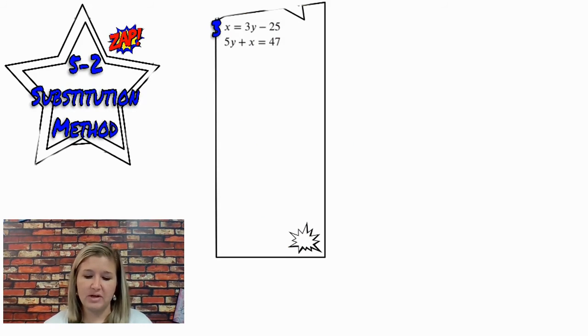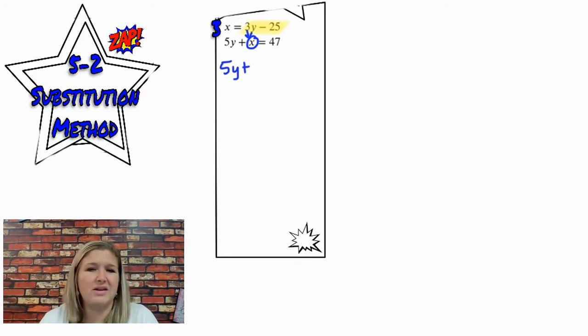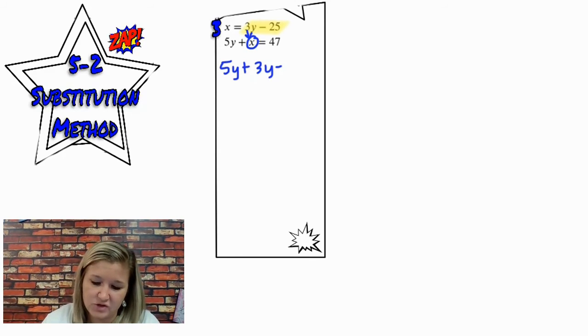All right, last example here, we have x is equal to 3y minus 25, and then I have 5y plus x is equal to 47. So remember, this is substitution, so I'm going to go through and replace. I'm going to replace 3y minus 25 in for x here. I made this one kind of easy on you. So I have 5y plus, I don't have a number out there in front of x, so I can just leave it as 3y minus 25. So no distributing. Yay! Is equal to 47.